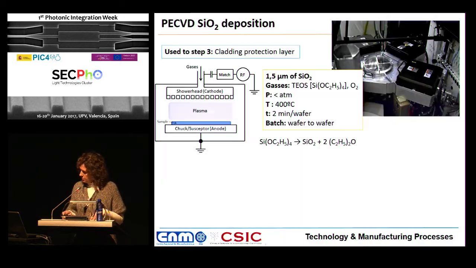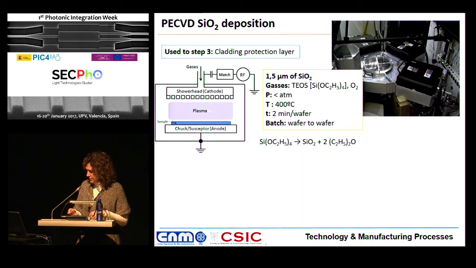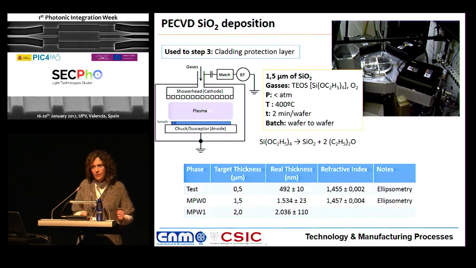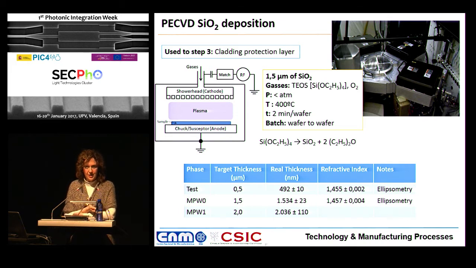Again, a table showing you the different values for the different projects. In this case, you see that the values are not as homogeneous as in the processes that we showed you before, but they are still very, very good processes.